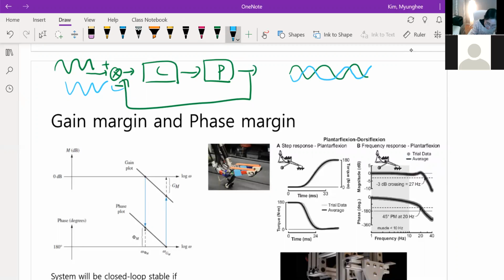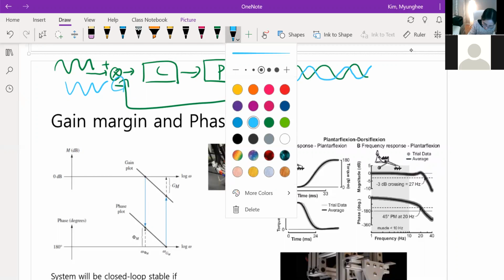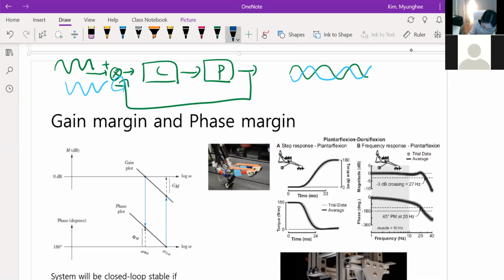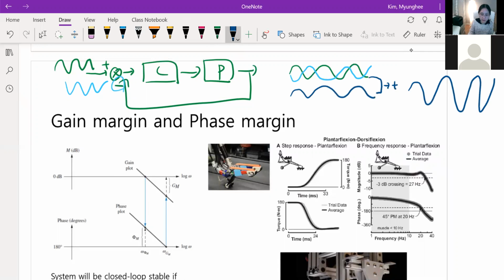then because this is negative, this cyan, this blue part looks like this. And then if you add this part and this part together, it explodes as time goes. So the phase difference between this blue, green and this light blue is 180 degrees. So that's the beginning of the stability of the Bode plot.